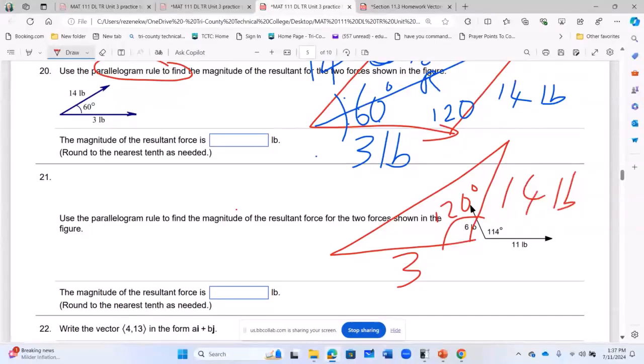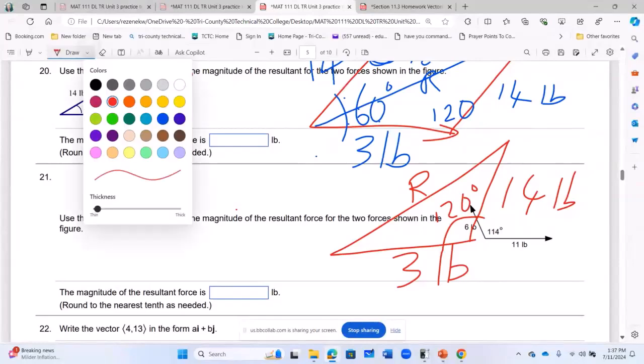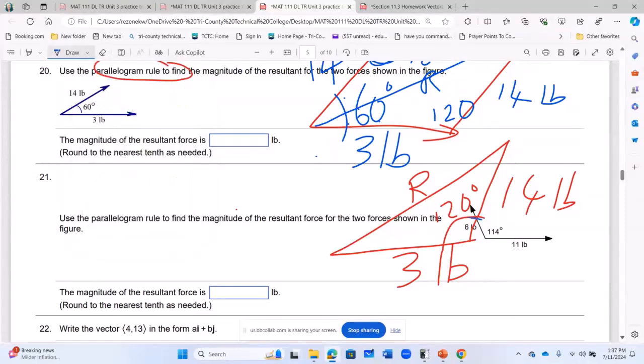I have enough information to find the resultant vector. The resultant vector is this big line. But which formula do I use? Do I use the cosine rule or sine rule? I want you to watch that I am given one angle and the adjacent sides: two sides and an included angle. So this is a candidate for cosine rule.